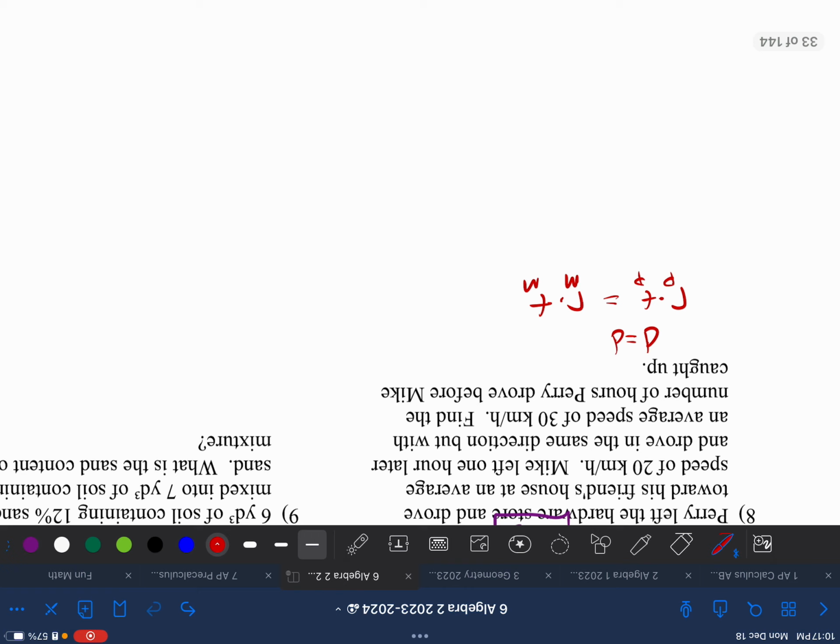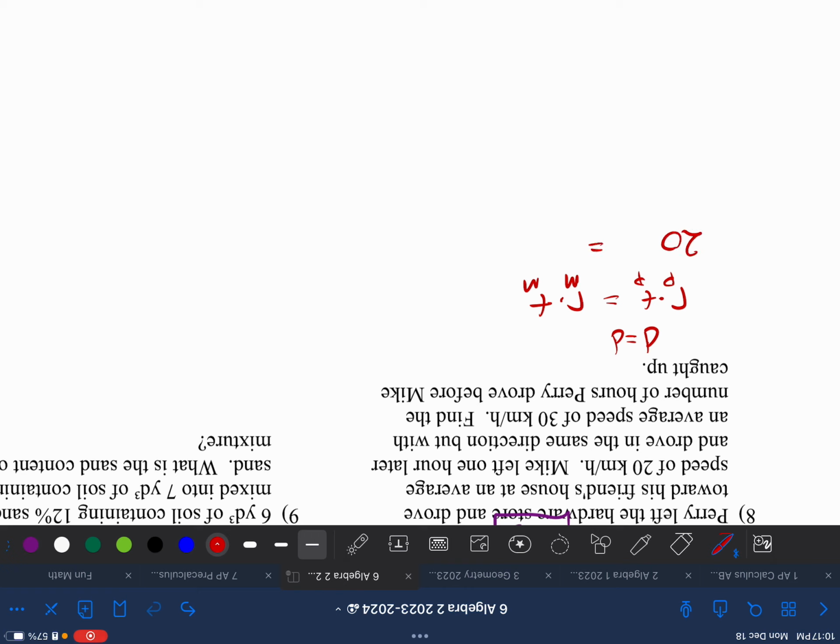So they're both traveling the same distance, because once Mike catches up, they've traveled the same amount of distance. So again, this is going to be one of those distance is equal to distance problems, or rate times time is going to be equal to rate times time. And we'll say this is rate for Perry and Mike. So we have Perry traveling 20 kilometers per hour, so Perry is 20.